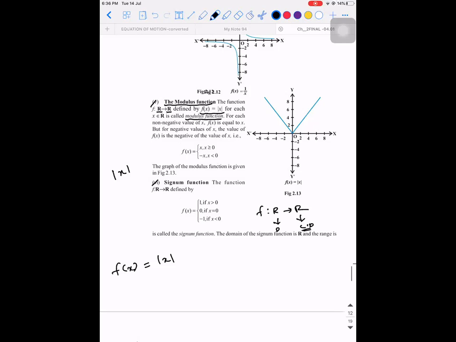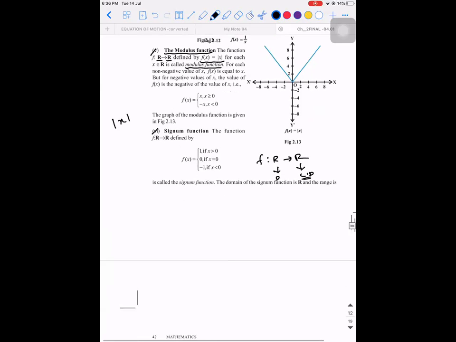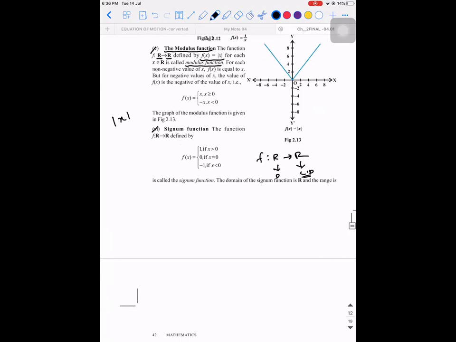Okay. Now, how to define this f of x is equal to mod x, observe clearly. Make a note of it. This is a very, very important function. f of x is equal to mod x is defined like this. You write it as plus x when the value of x is greater than 0. You write it as 0 when the value of x is 0. You write it as minus x when the value of x is less than 0.